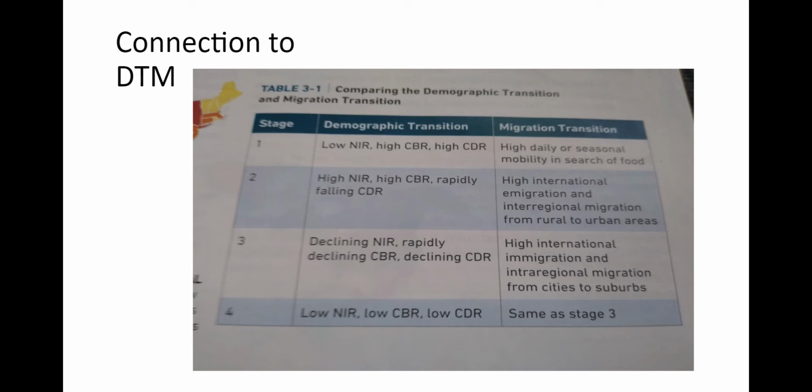I think this is the most important part of the migration transition model: when you have countries going through their population boom, having lots and lots of population growth, you see large amounts of out migration from a country, which is to say people leaving the country. And you also see within this stage and also within the next stage, lots and lots of rural to urban migration within developing countries and within less developed countries that are starting to develop.